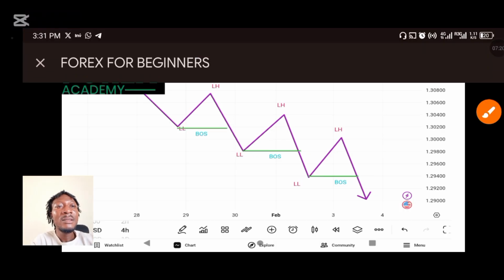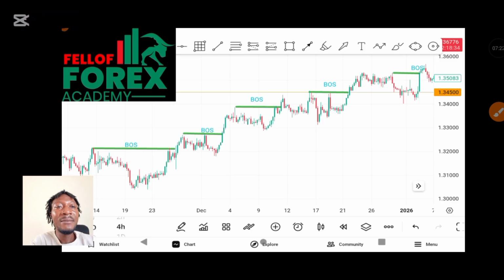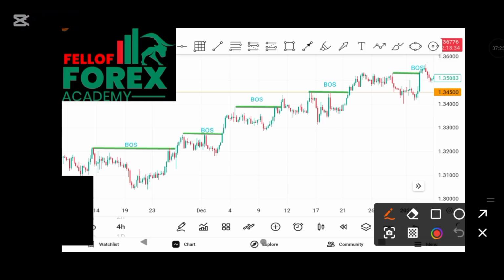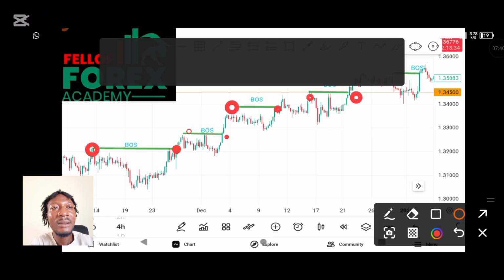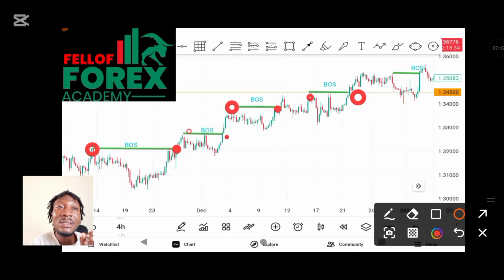Let me show you an example in real life. This is it on charts. You see, we are in an uptrend. Price took out this structural high. What happened? We had a break of structure. Price took out the structural high, we had a break of structure. Structural high, break of structure. That's how simple it is.